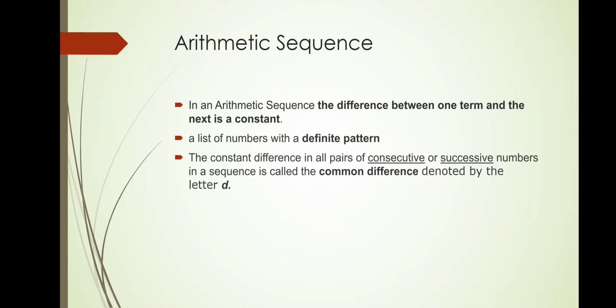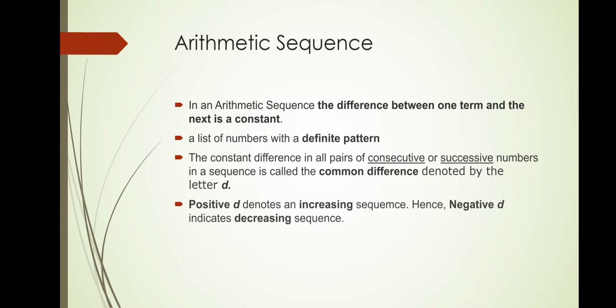The constant difference in all pairs of consecutive or successive numbers in a sequence is called the common difference, denoted by letter D. So yun nga, as what I said a while ago, yung pare-parehas na difference, it is called a common difference represented by a variable D. Now, if you have a positive common difference or D, it denotes an increasing sequence. Hence, a negative D or a negative common difference indicates a decreasing sequence.